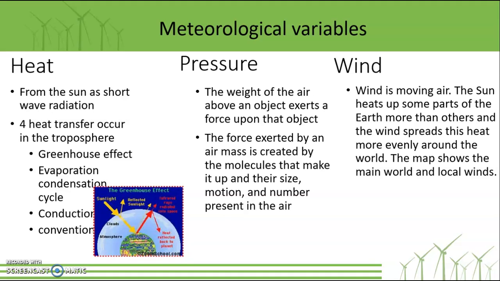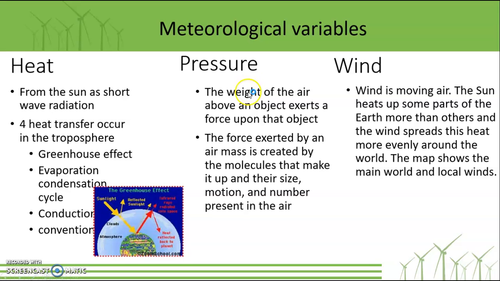These are the variables that I've already explained in the earlier part of this chapter. Now we are going to discuss how heat, pressure, wind, and moisture will affect the atmospheric pollutant. The first one is heat. Heat transfer occurring in the troposphere includes the greenhouse effect, evaporation, conduction, and convection. I think you have learned this earlier in your chemical engineering subjects.